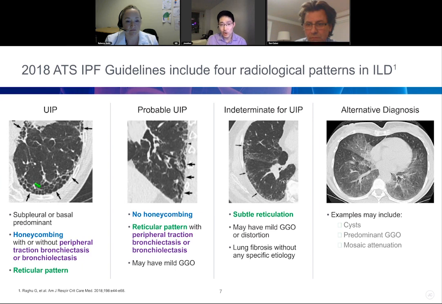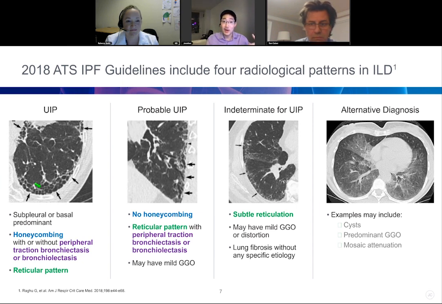Next category is indeterminate for UIP. And so I love this category because in the 2011 guidelines, there is no indeterminate for UIP category. Essentially, there is no category for hard cases. So you had to get your case and you had to kind of pigeonhole it into a category that didn't actually make sense a lot of times, which would drive me crazy. Because I remember back in 2012, 2013, 2014, I had just recently come out of training, and I realized that this pattern didn't fit any of the 3 classifications, but you had to kind of force yourself to try to put it into one of these bins.